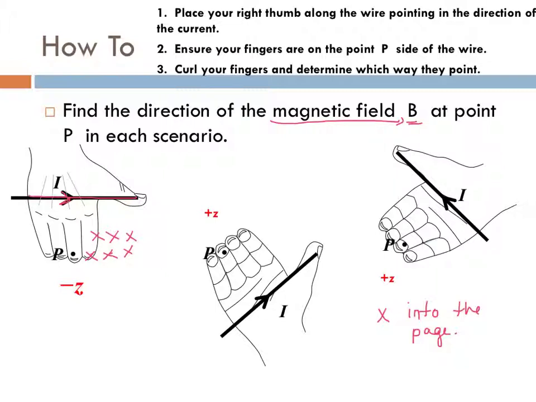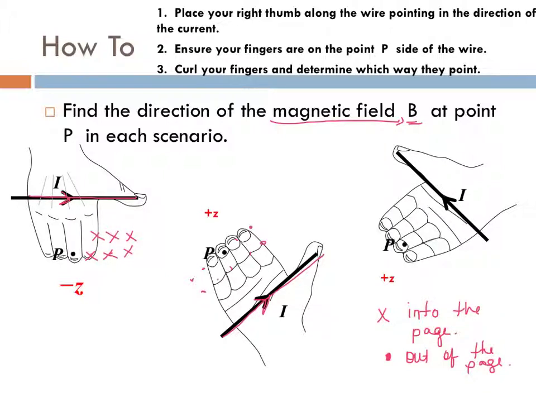So let's look at this next example. Here we have our direction of our current, so our thumb goes in that direction. Our fingers are going to curl around the wire. At point P in particular, it looks like the magnetic field, or our fingers, are coming out of the page. They're coming and pointing in your direction. So we're going to represent that by dots. A dot is going to represent out of the page.